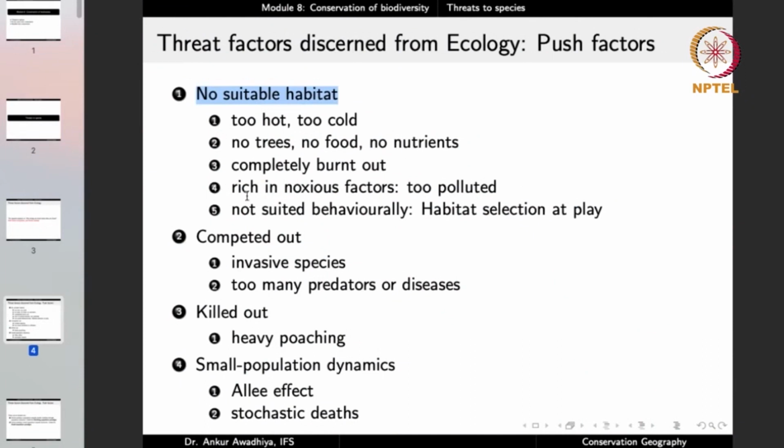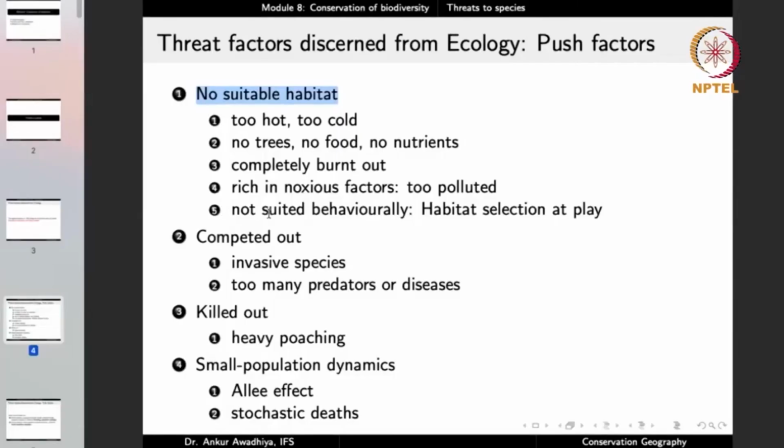Or the habitats that remain are rich in noxious factors. They are too polluted. We have polluted our rivers and our water bodies to such a large extent that in a large number of cases, they now do not support the biodiversity that they were supporting before.